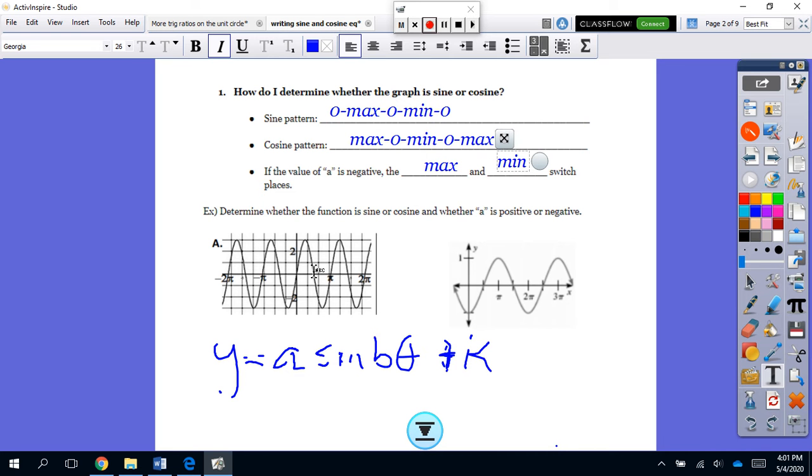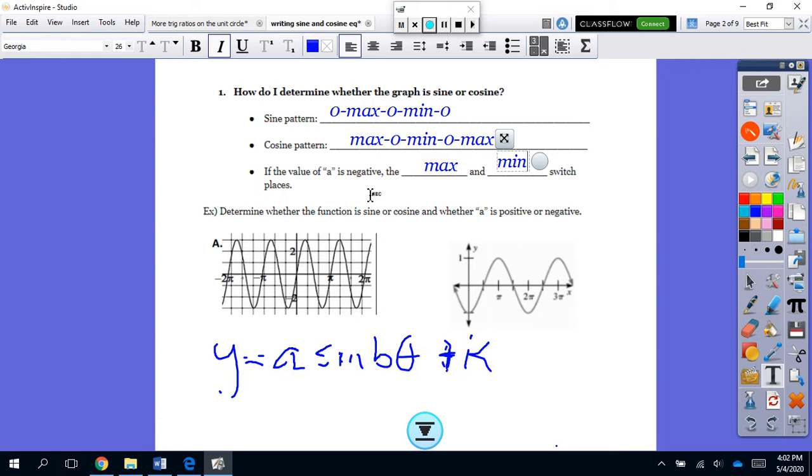So the first thing you want to do is figure out whether this is sine or cosine. How do I do that? Well, look at the beginning. Now remember, if there's a vertical shift, it's not going to start at 0. So let's look at the y-axis. Always look at the y-axis. This one starts at 0. It doesn't start at max, so we're going to say this is a sine function. Whereas this one starts below the x-axis, so this is most likely cosine.